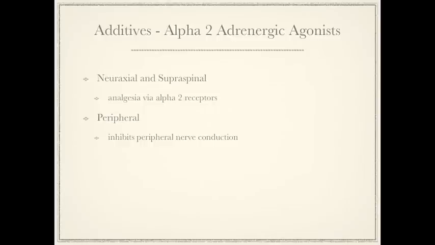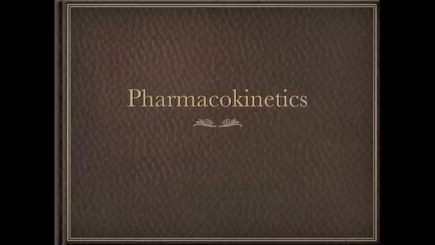And drugs such as clonidine have really been shown to improve anesthesia for neuraxial blocks, for peripheral nerve blocks, and for intravenous regional anesthesia.